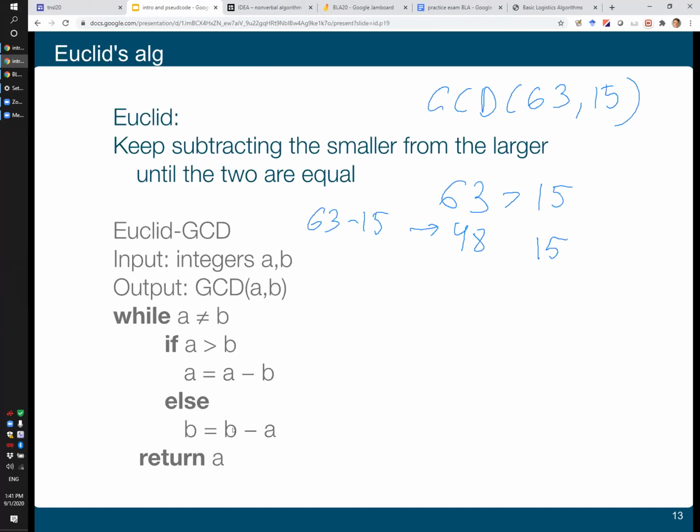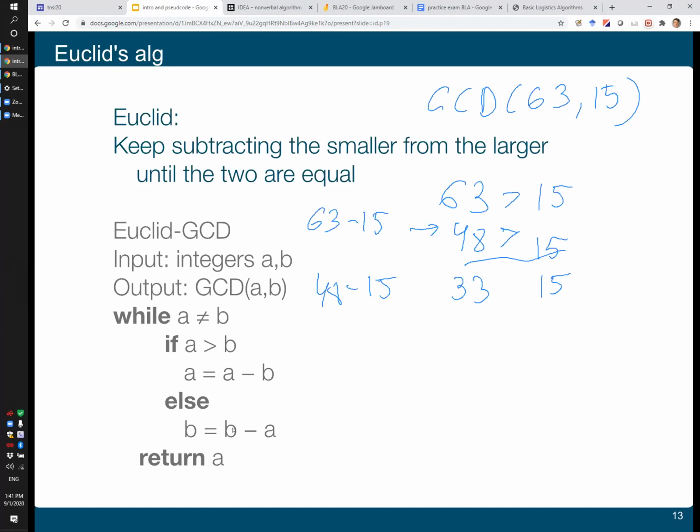Okay, so we are here. This is our current state of the algorithm. 48 is larger than 15. So the smaller number remains as is, and we replace the larger number with the difference between the two numbers, which in this case is 33. Okay, and we keep going.